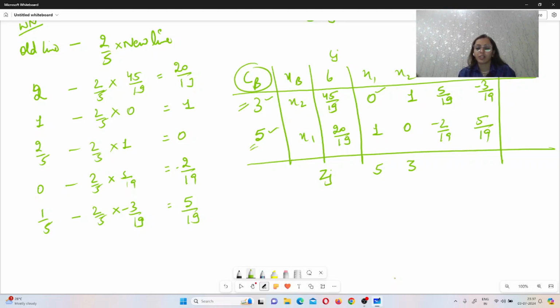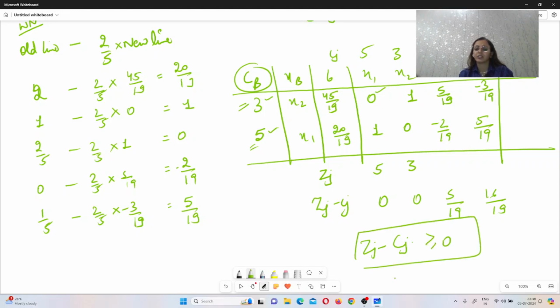After doing this, what you get is CJ minus ZJ. Again, you have to do that also, ZJ minus CJ. As we have found, the CJ value always remains the same, 5, 3, 0, 0. You can also directly find the answer from ZJ minus CJ. So the last we find is 5 minus 5, 3 minus 3, that will be 0, and the last we find is 5 upon 19 and 16 upon 19. So the value of ZJ minus CJ is greater than or equal to 0. That is the main thing, and yes, it is greater than 0.